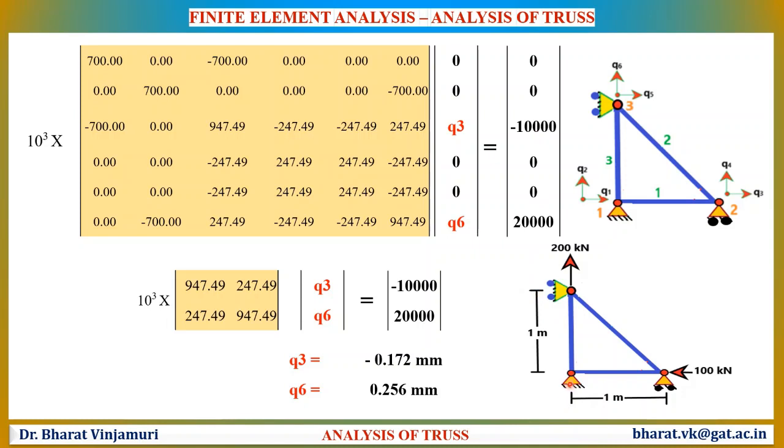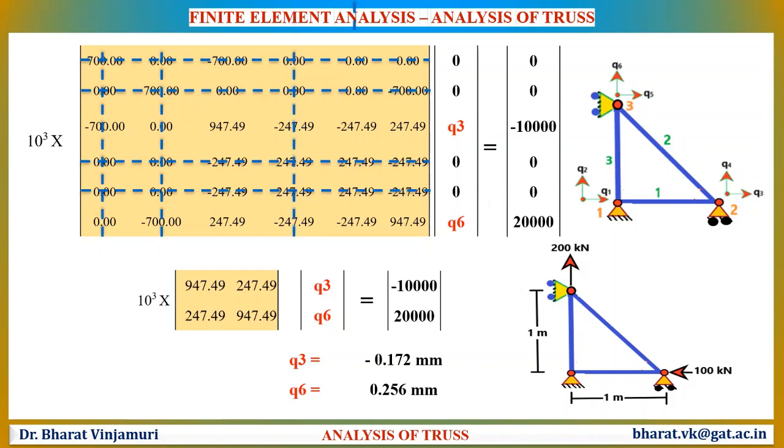Also, at node number 2, there is a load of 100 kilonewtons which is in the direction opposite to the value of Q3. Thus, the value is minus 100,000 newtons. Similarly, there is a load of 200 kilonewtons in the direction of Q6. Therefore, F6 will be 200,000. Remaining all the places will be zeros because there are no loads acting at those particular areas. Now, by using the elimination approach where the corresponding rows and columns will be eliminated, we will be able to determine the reduced stiffness matrix.